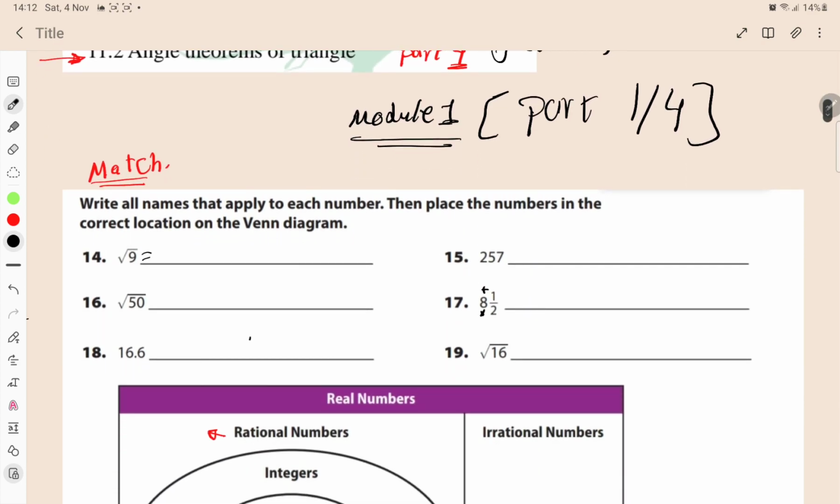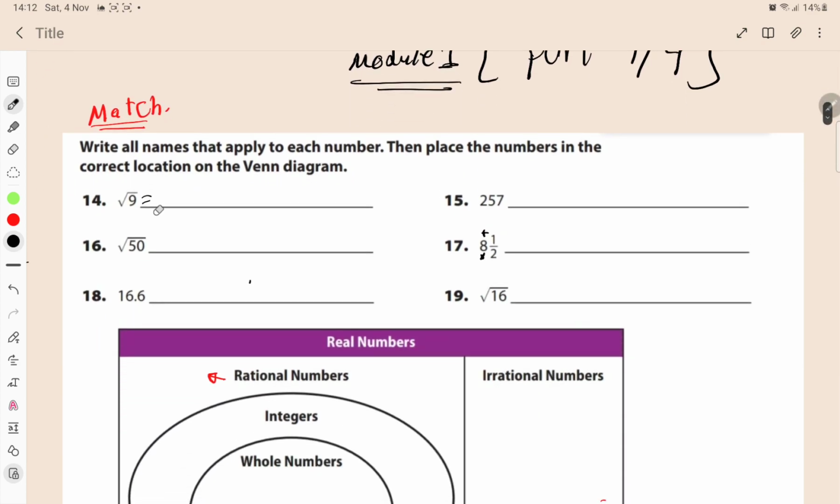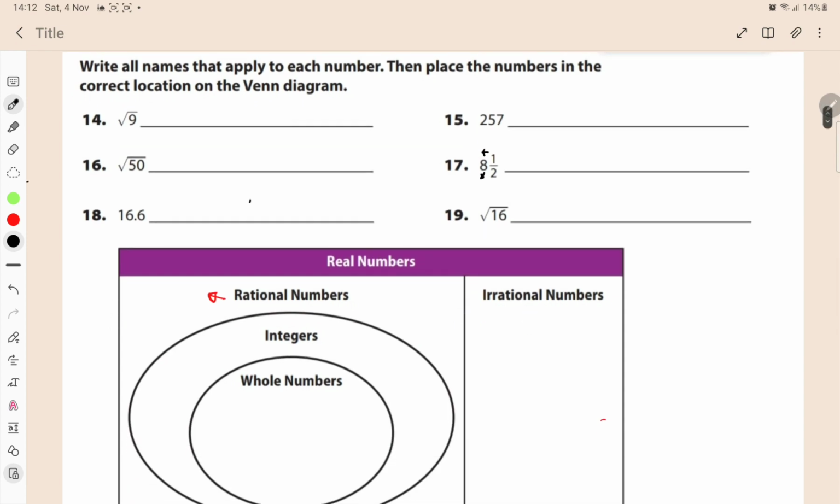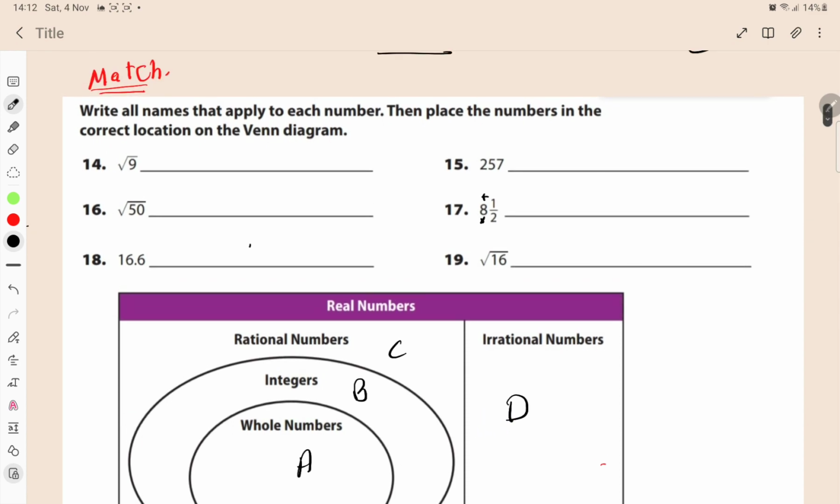Module 1. We want to write all the names that apply to each number. This is a matching question. You can have like this: A, B, C, D. And we want to match each number with the correct position. A, B, C, or D. Square root 9. What is the square root 9? 3. 3 is positive without a decimal, so it's a whole number.